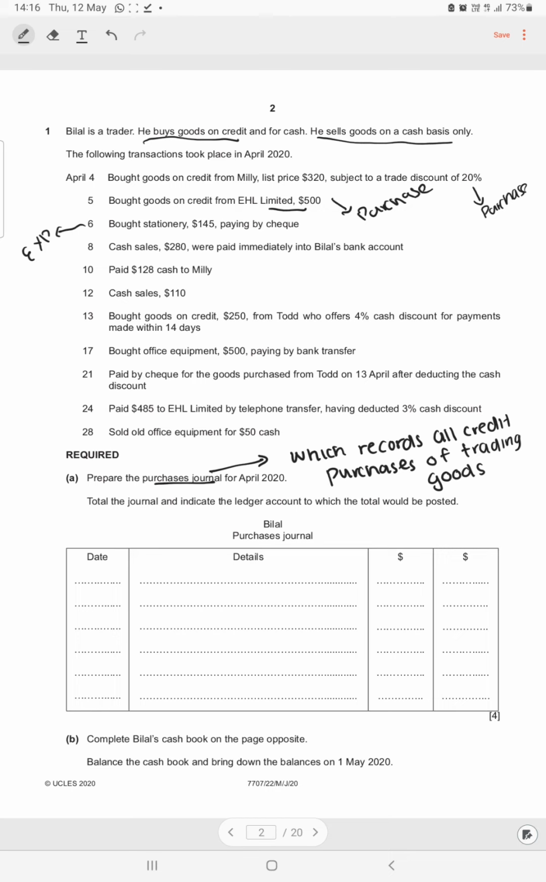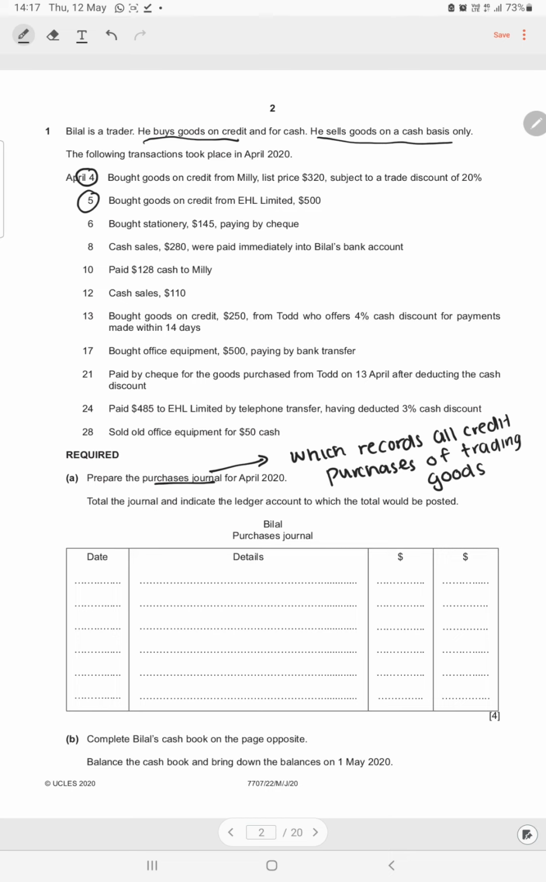So remember, you don't record all purchases in the purchase journal. You only record credit purchases of trading goods. Understood? So both conditions are important. And here it says bought goods. These are trading goods. That's how the examiner is indicating that these are trading goods. So these both go to the purchase journal. To make it easier, I'm going to highlight the transactions that go to the purchase journal. Definitely the April 4th transaction and the April 5th transaction.